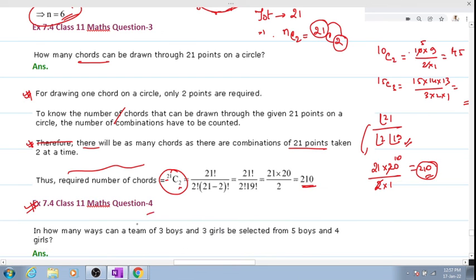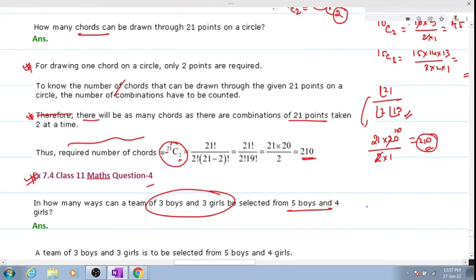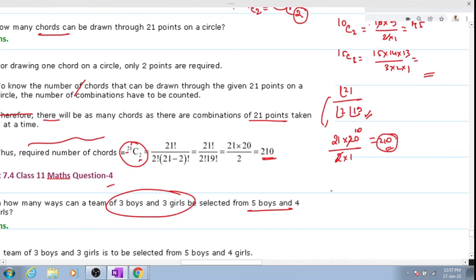So question number 4: how many ways can a team of 3 boys and 3 girls be selected from 5 boys and 4 girls? So ways of selecting 3 boys: how many boys are there? 5 boys, so 5C3. Yes or no?